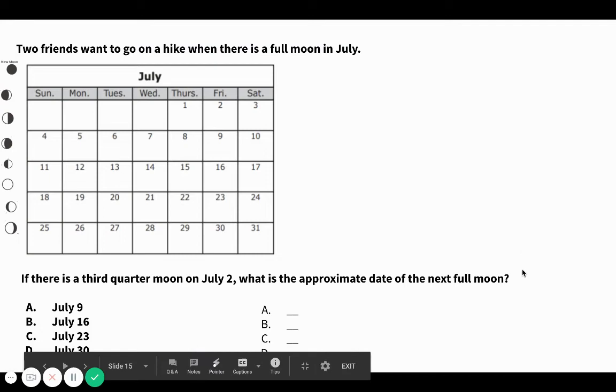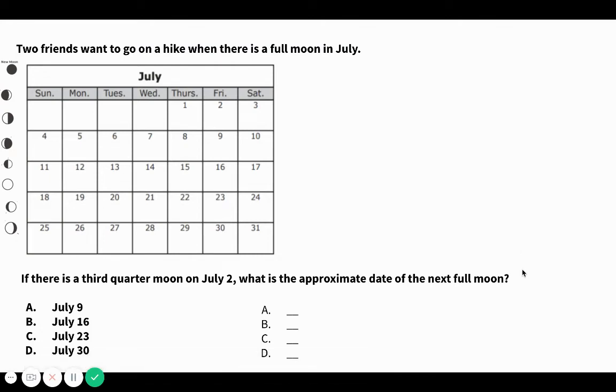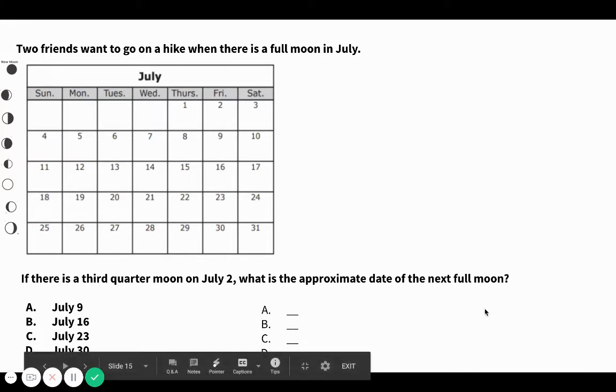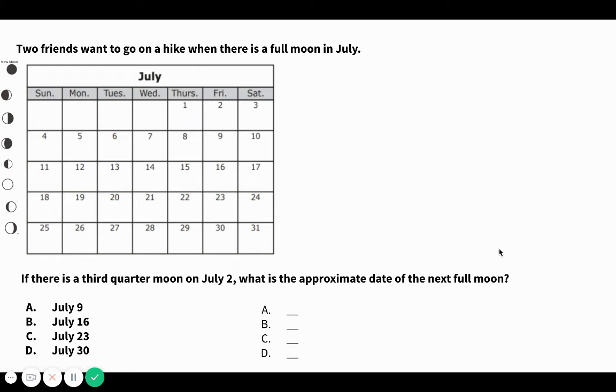All right, guys, now that we proved we're able to differentiate between phases of the lunar cycle using our simulation, let's jump into our worked example using our Ruby strategies to predict the sequence of the lunar cycle using a calendar. All right, two friends want to go on a hike when there is a full moon in July.